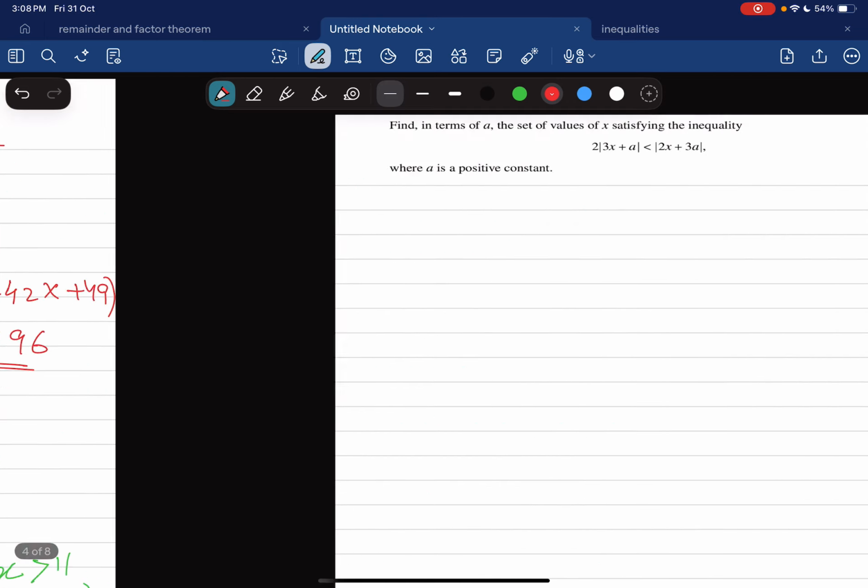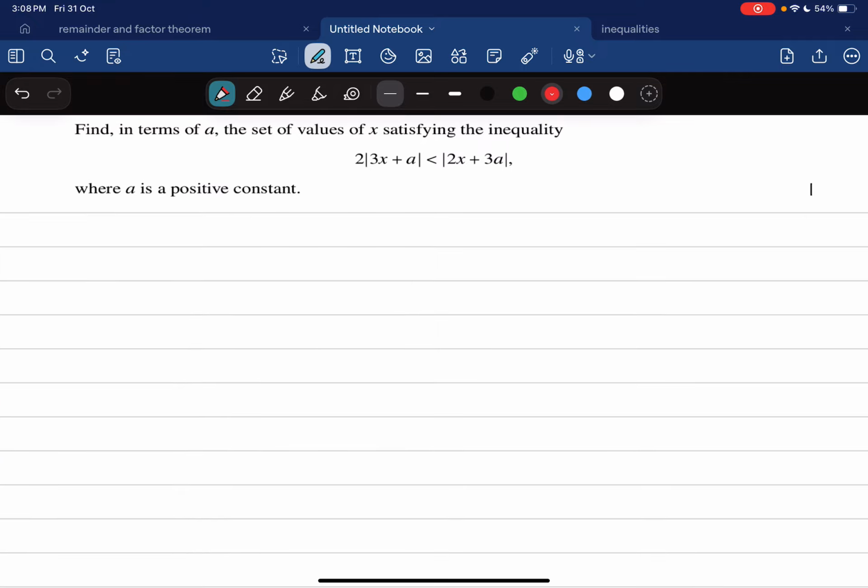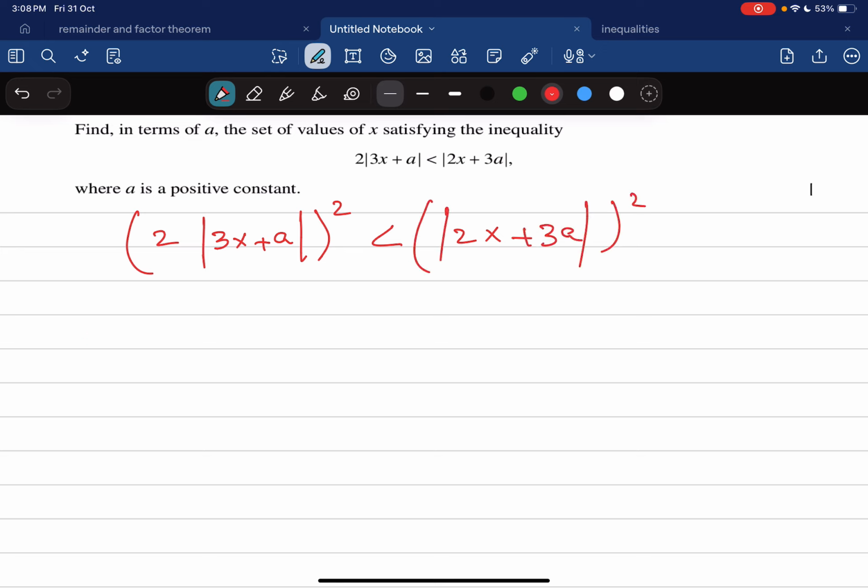Next, this question is in terms of a. Now this a will not confuse you. Consider this variable a as a number and solve it as before. The absolute value of 3x plus a, we take the square, and 2x plus 3a, we take the square of it. You must take this 2 squared, because it is also inside the bracket.